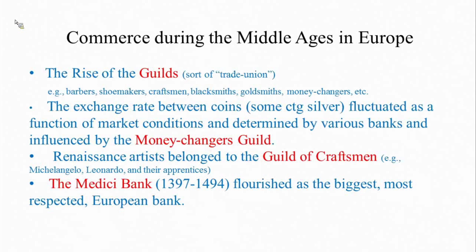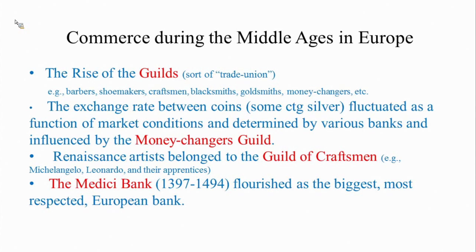It's the same idea. The exchange rate between coins, some that contain silver, because some try to fool you, right? They try to pass off a gold florin for something that's really gold mixed with silver, right? Rates fluctuate as a function of market conditions and are determined by various banks and influenced by the money changers guild. So these guys also directed how much money was worth.